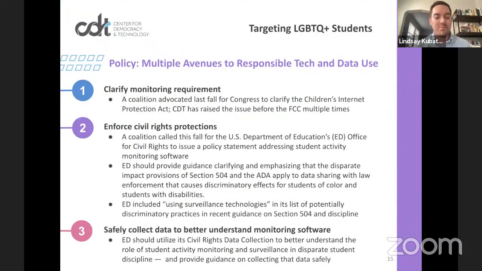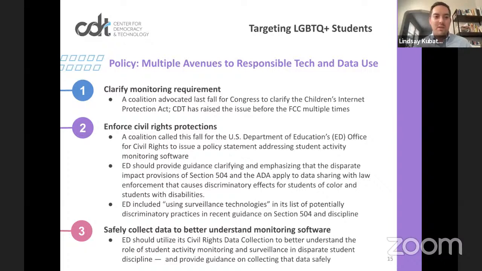But that first one is really important because, as Erin described in practice, what does monitoring mean, and how have we allowed school districts to monitor students, and how does that make our students with disabilities in particular feel safe and included in a school system?